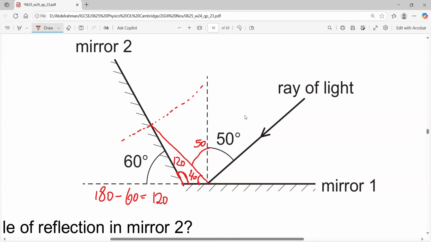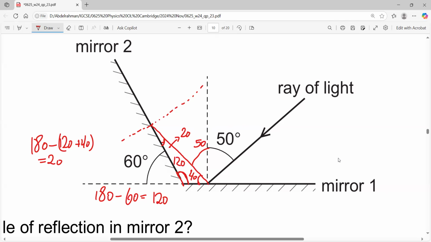So now you have two interior angles, 120 and 40, which give you a total of 160. Therefore, to find this angle, it would be 180 minus 120 and 40, which is 20. So this very small angle, let me write it down, this very small angle would be 20.